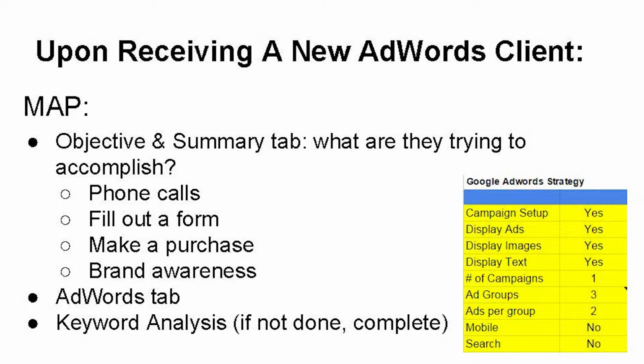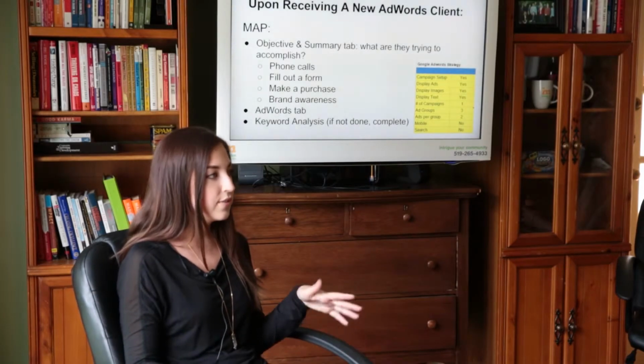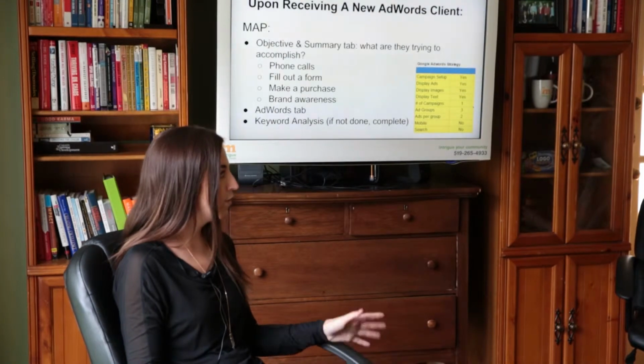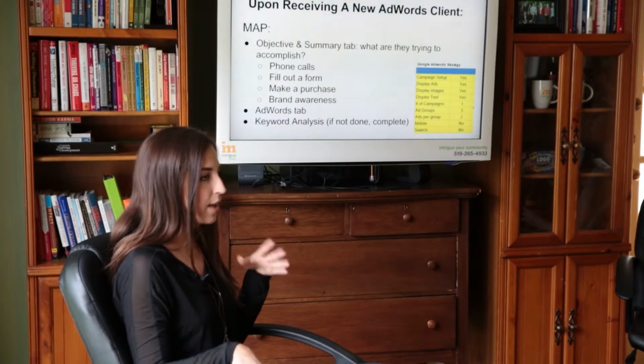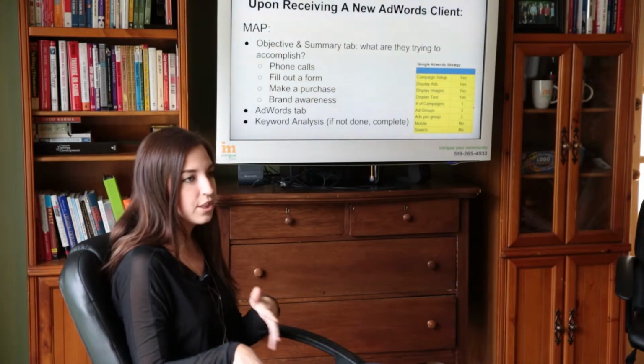The first thing I do is look at their map and go to the objective tab and see what they're trying to accomplish, because you always want to know what the goal of the campaign is. So are they trying to get phone calls? Are they looking for the form to be filled out? It's something to keep in mind when you're writing ad copy and choosing your keywords.